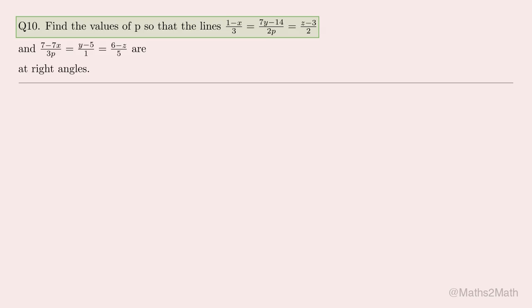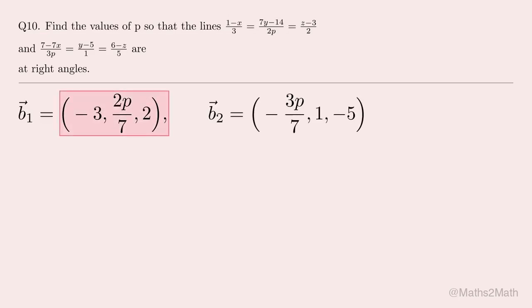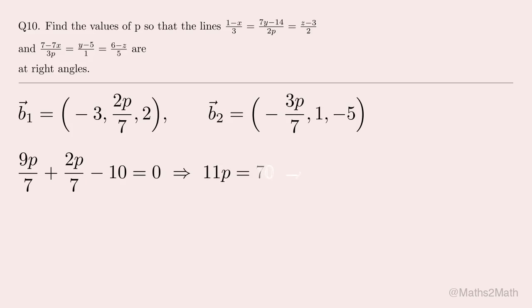Question 10. First rewrite in standard form, then force the dot of the ratios to vanish. Standardizing the signs and coefficients, the direction ratios are minus 3, 2p over 7, 2 and minus 3p over 7, 1, minus 5. The dot, 9p over 7 plus 2p over 7 minus 10 equals 0, so 11p equals 70 and p is 70 over 11.